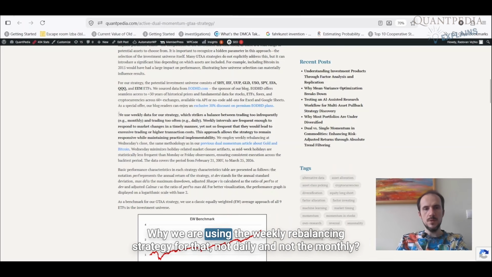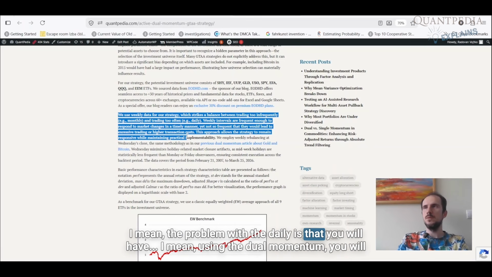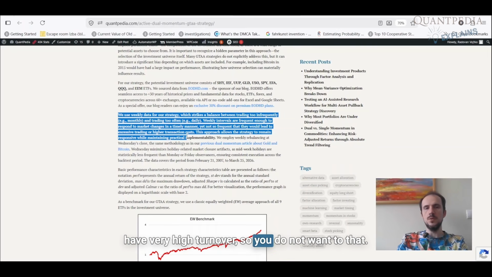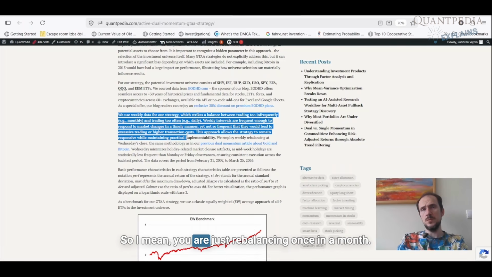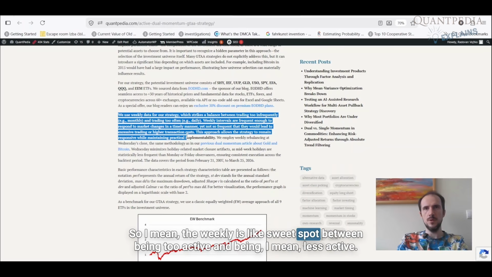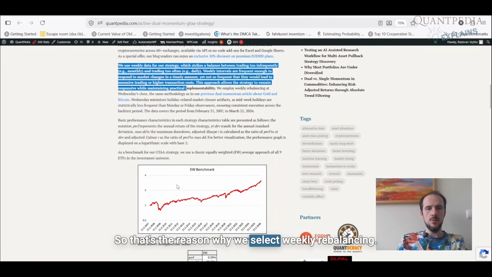Why are we using the weekly rebalancing strategy for that, not daily and not monthly? The problem with daily is that, using the dual momentum, you will have a very high turnover, so you do not want that. And if you pick the monthly time period, your portfolio is not very active, so you are just rebalancing once a month. So weekly is a sweet spot between being too active and being less active, which is not needed in this case. That's the reason why we select weekly rebalancing.